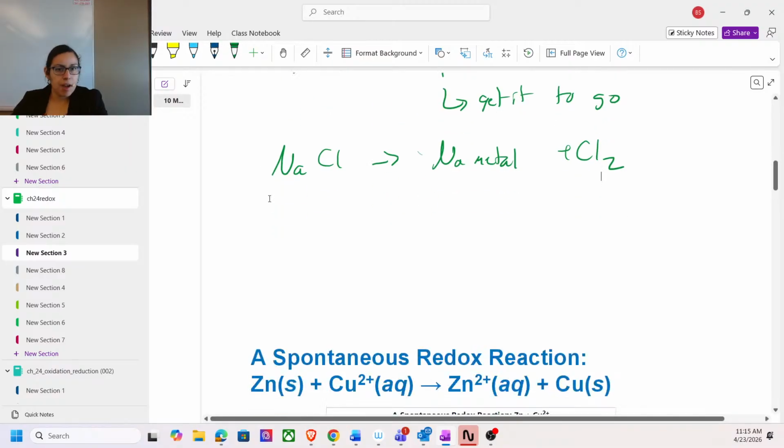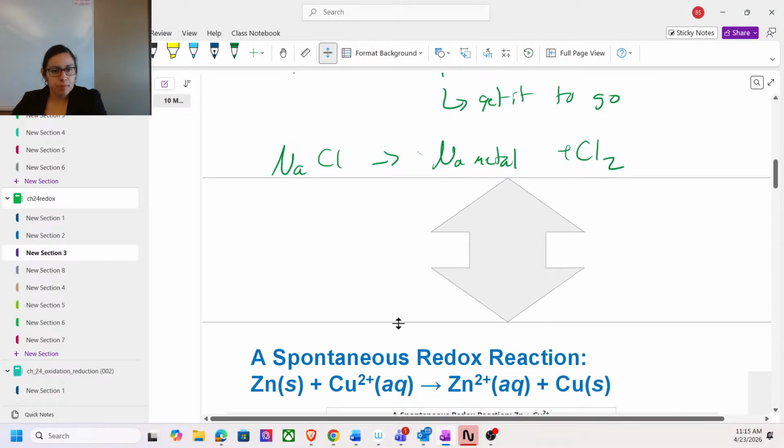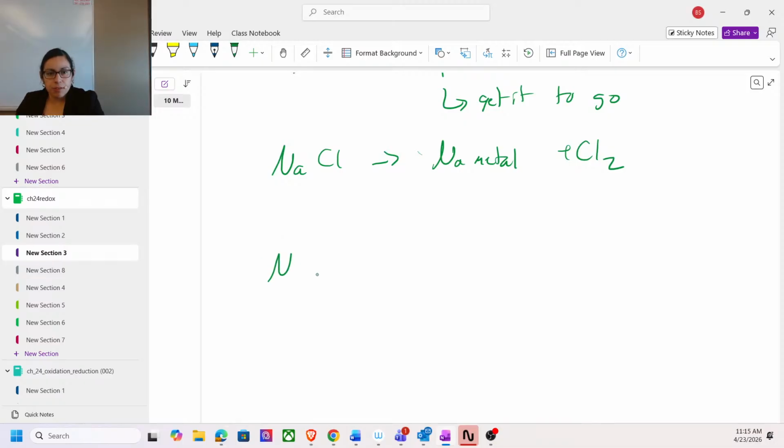And so let's separate our half reactions. We have a sodium cation that has to pick up an electron to make molten sodium. And then our chloride, excuse me, is going to form chlorine, so being oxidized and losing our electrons.